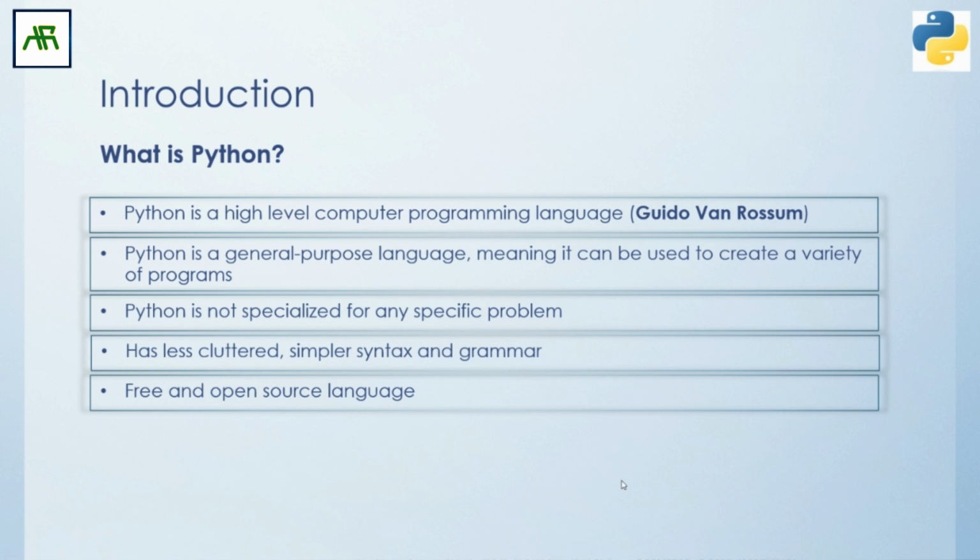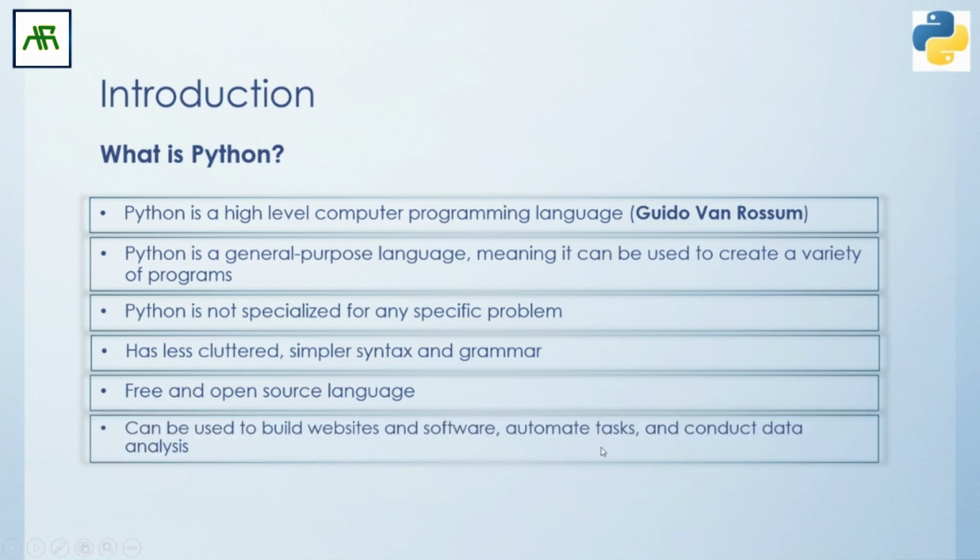Python is free and is an open source language. There is no licensing, as well as users or the programmers have the ability to contribute to the development of the programming language. Python can be used to build websites and develop application software, automate tasks, and conduct data analysis. These are just a few examples.